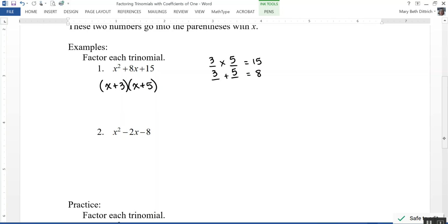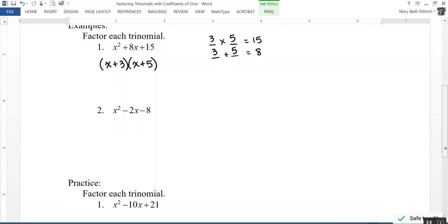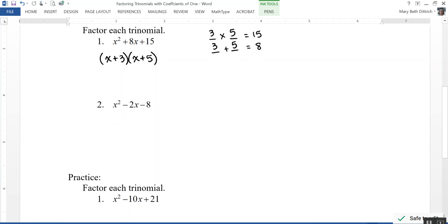Let's take a look at our second example here, x squared minus 2x minus 8. So I'm going to be looking for two numbers that multiply to negative 8, and then the same two numbers have to add up to negative 2. So I'm thinking the first two numbers that pop into my mind are 4 and 2, because 4 times 2 is 8 and 4 minus 2 is 2. So I'm going to go ahead and write 4 and 2 in here.